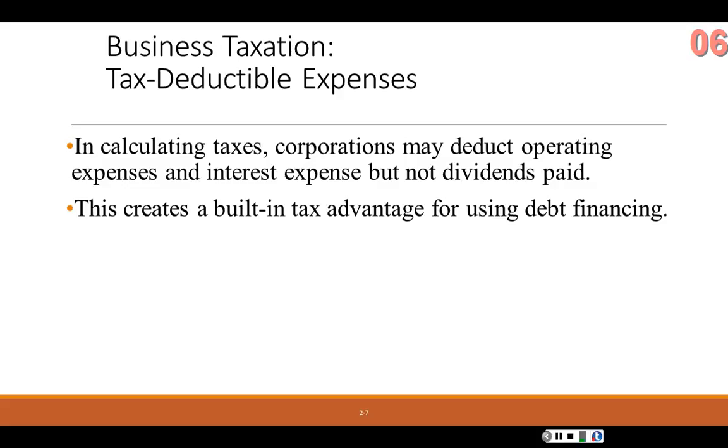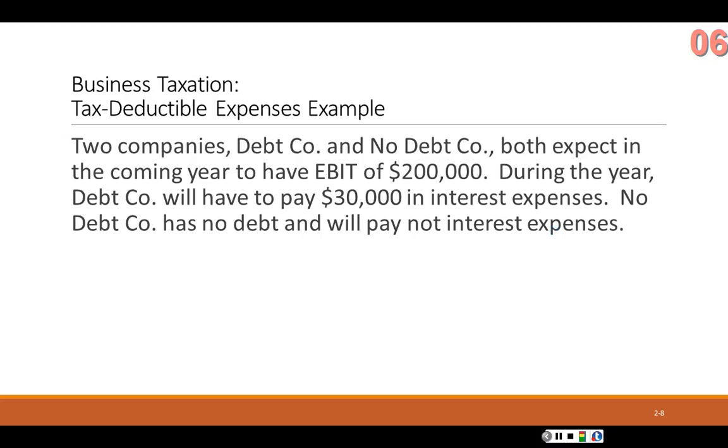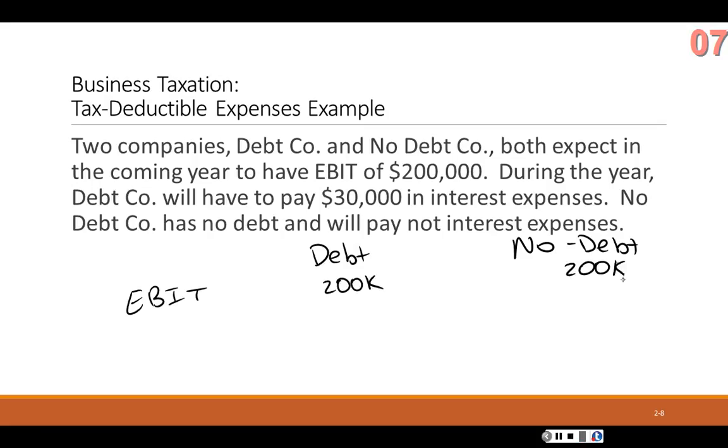And here's an example to show this. We have two companies, debt company and no debt company. Both expect to have earnings before interest and taxes in the coming year of $200,000. During the year, debt company will pay $30,000 in interest expense, and no debt company doesn't have any debt, so they have no interest expense. So we have both companies, debt and no debt company. They both have earnings before interest and taxes of $200,000. From that, we would deduct interest expense. Debt company has interest expense of $30,000, while no debt company has no interest expense.